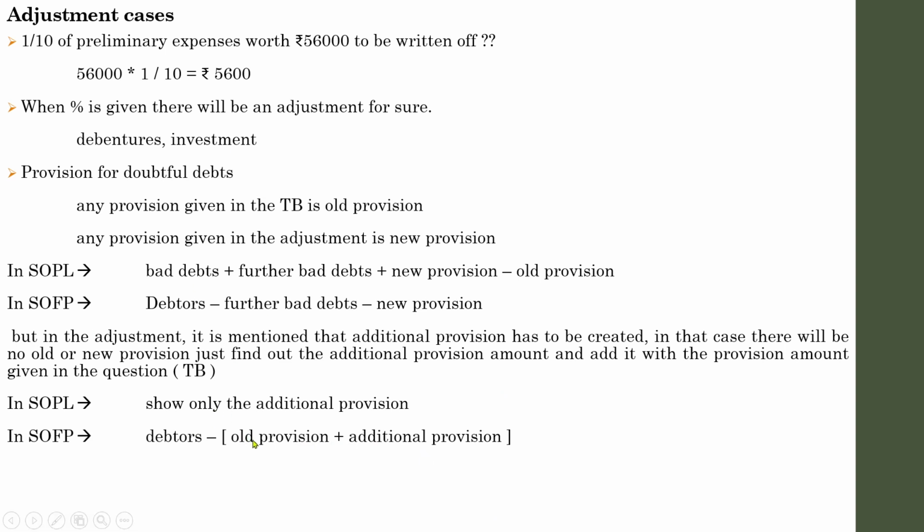So you may think why this old provision is to be deducted from debtors, because old provision is an amount that is already mentioned in the trial balance. Anything that is mentioned in the trial balance has been adjusted appropriately. So why has the old provision to be taken here? Because here the adjustment was that you need to create a new provision, that a certain amount has to be added along with the old provision. So now the new provision is the old provision amount plus the additional provision. That is why we have deducted the old provision out of debtors.